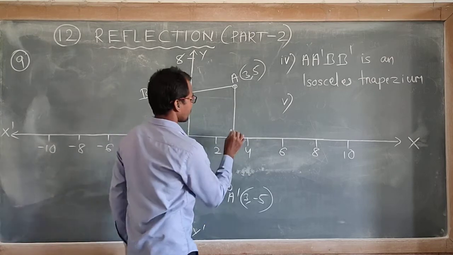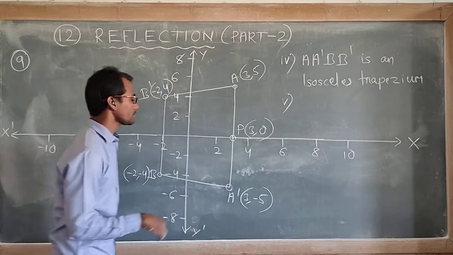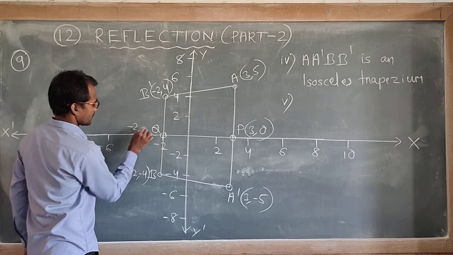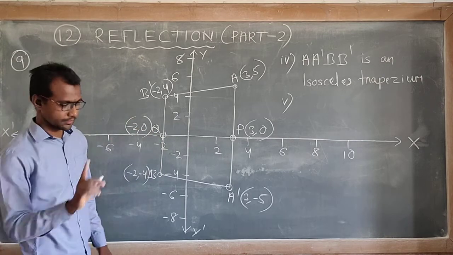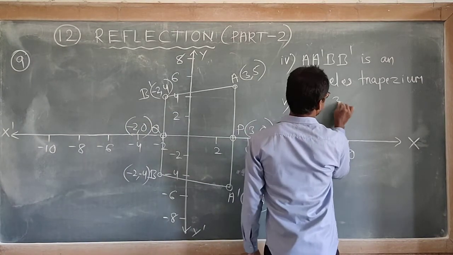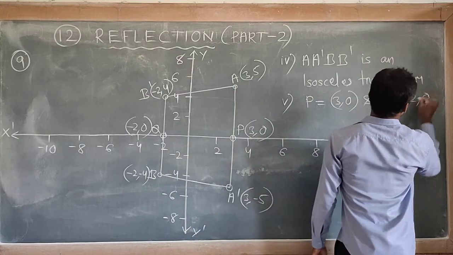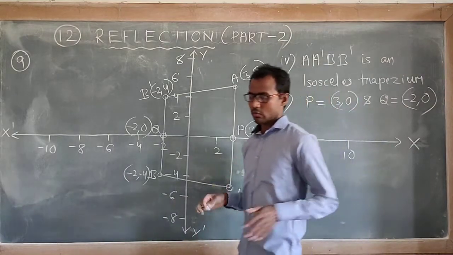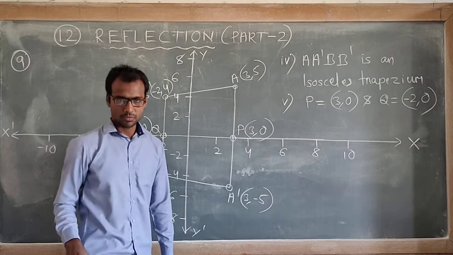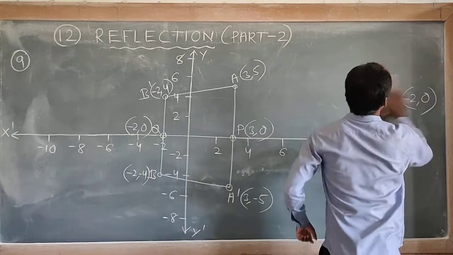This is 1 point. Suppose this is P. Its coordinates are 3, 0. This is the second point Q. Its coordinates are -2, 0. Ready? So P is equal to 3, 0 and Q is equal to -2, 0. So all the bits are over. I am adding one more bit to this question, which you may get in the question paper in annual exam.